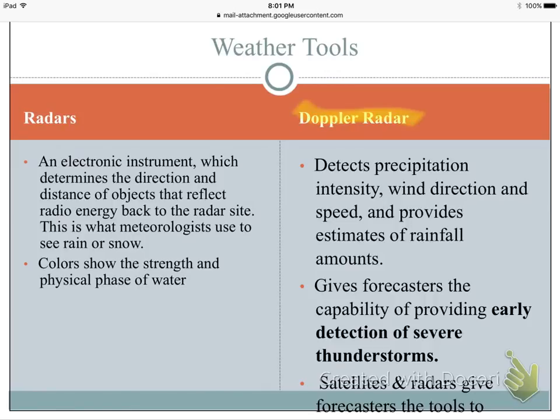Specifically, the Doppler radar is our one that's going to detect the intensity of how strong the precipitation is. It'll give us wind direction, it'll give us wind speed, it'll give us estimates of rainfall amounts. The Doppler radar is going to be the main thing that gives our forecasters the capability to detect these severe weather situations and let us know ahead of time. So they're able to send out watches and warnings to let us know. And these satellites and radars also can give forecasters the tools to do this as well.